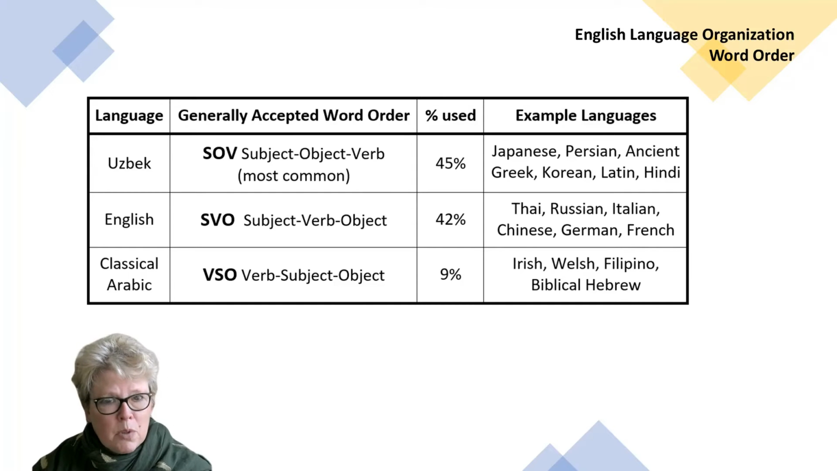English uses the second most common: subject, verb, object, SVO. 42%. Thai, Russian, Italian, Chinese, German. Classical Arabic, very few languages use that. VSO, verb, subject, object. Irish, Welsh, Filipino, Biblical Hebrew.